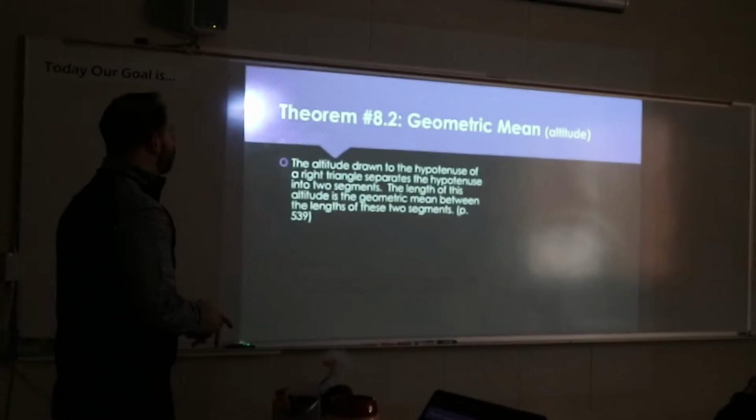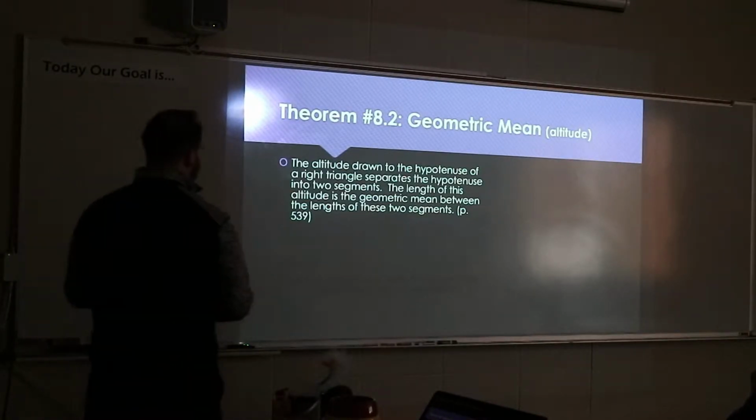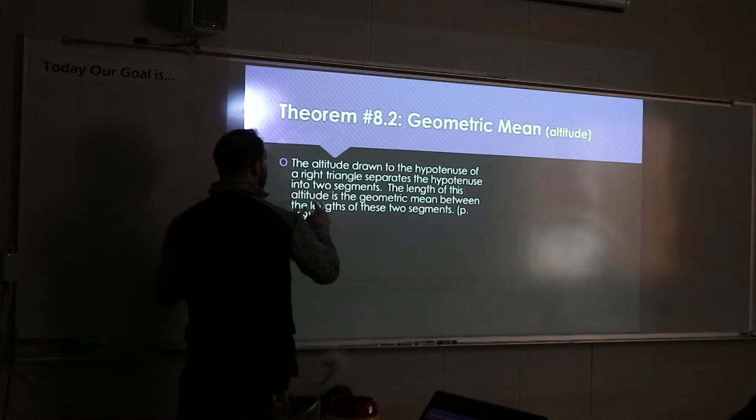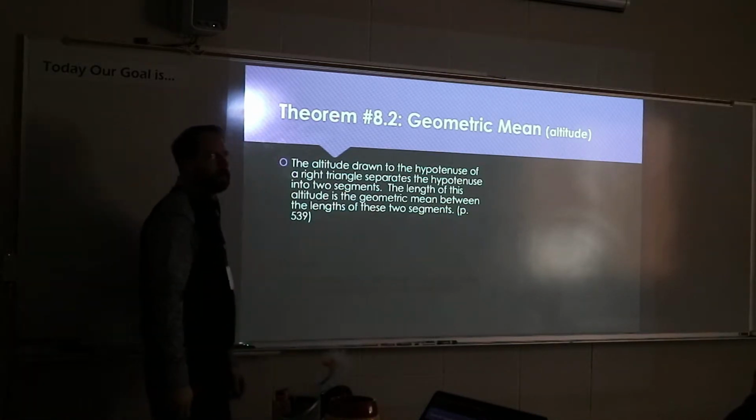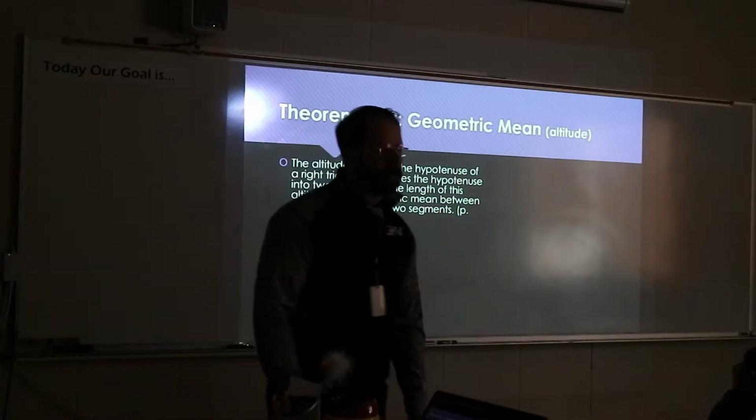The altitude drawn towards the hypotenuse of a right triangle separates the hypotenuse into two separate segments, two separate pieces. The length of that altitude is related to the two pieces that you just made. And I'll explain. I'll give you the picture. I'll give you the formula. Very simple.